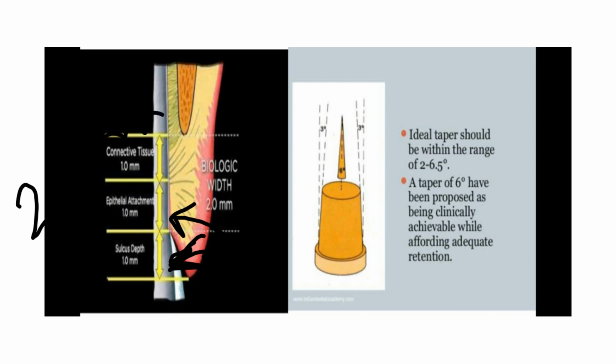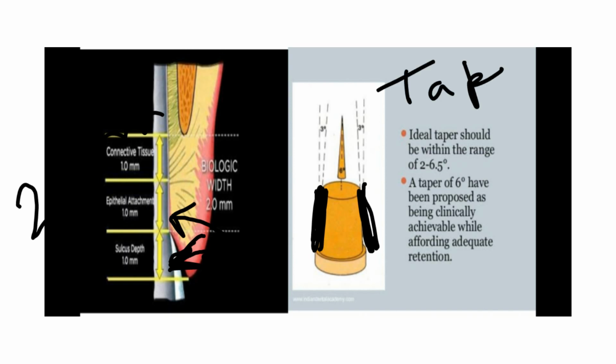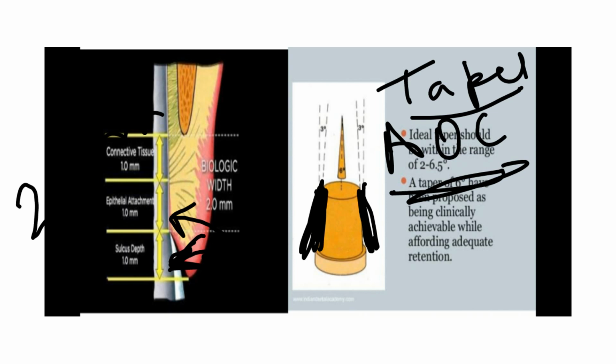Also, when we are preparing the tooth, our axial walls should be converging. How much should they converge? It is ideally 2 to 3 degree per taper. When we combine both the tapers, it is called angle of convergence. Many students are confused between these 2 terms, taper and angle of convergence. Taper is for an individual wall, which is 2 to 3 degree, and angle of convergence is 5 to 6 degree.